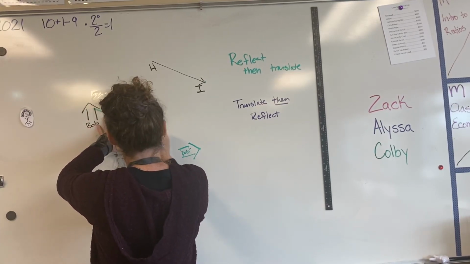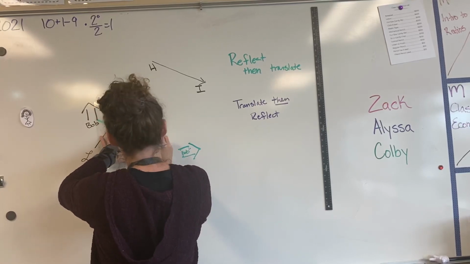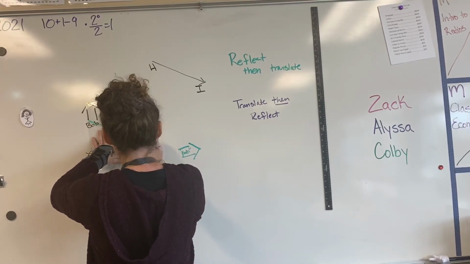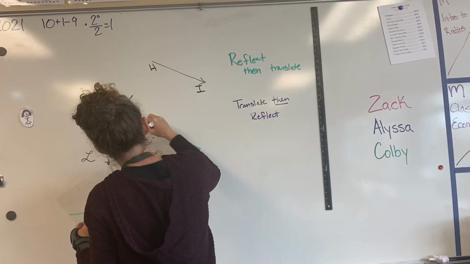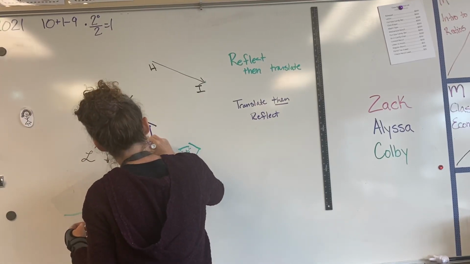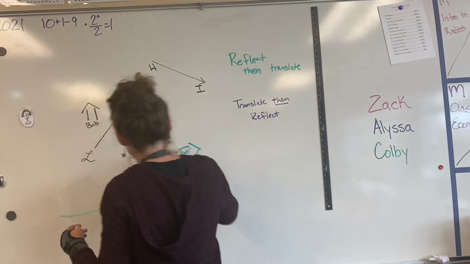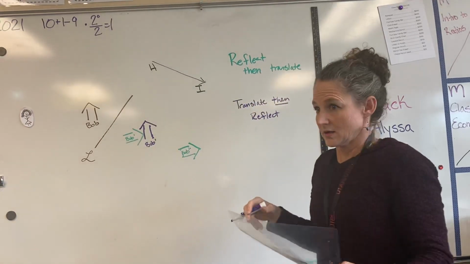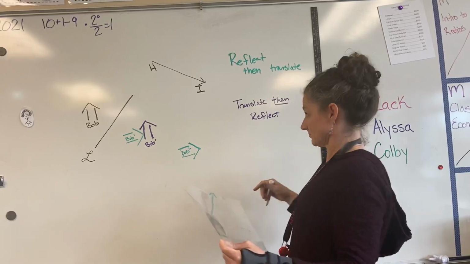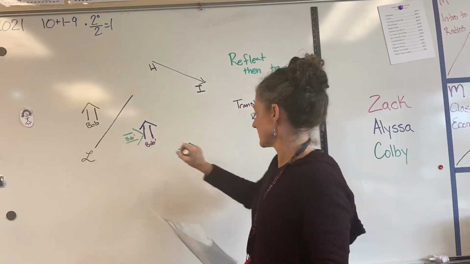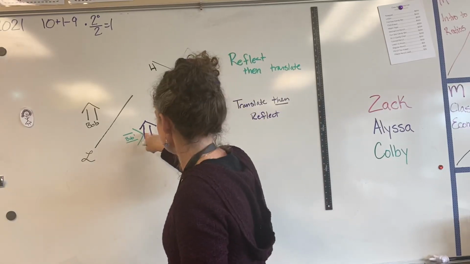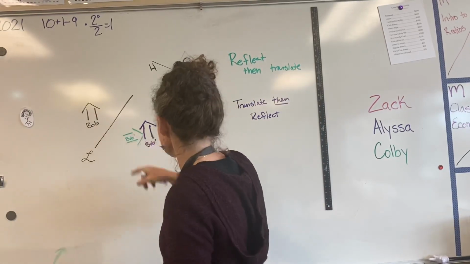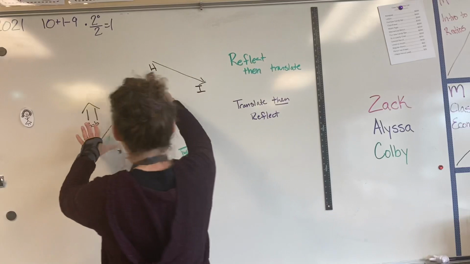So now Bob prime is over here. You guys see that? Now this is Bob prime because we're translating first. Then the reflection will be Bob double prime. Here the reflection was Bob prime because it was first, and Bob double prime is the second. Now the translation is Bob prime, and the reflection is Bob double prime.